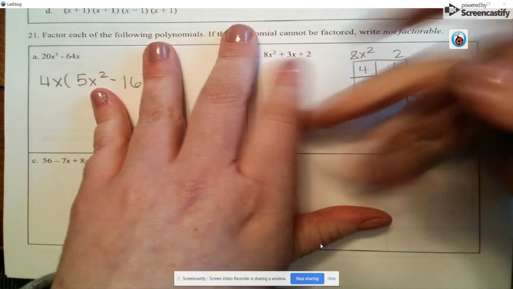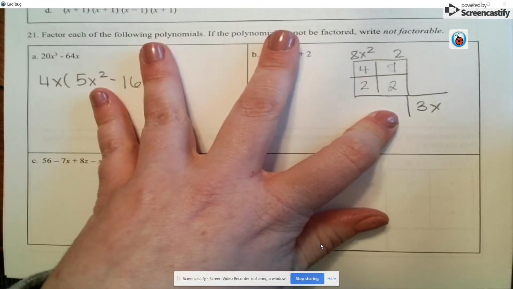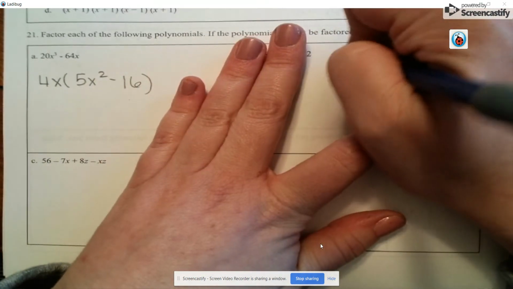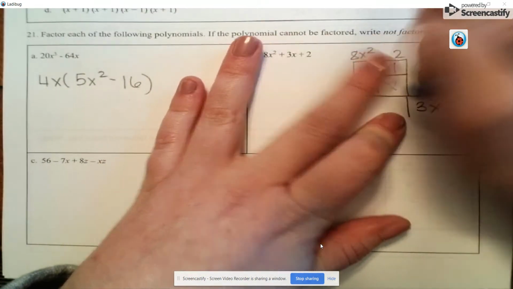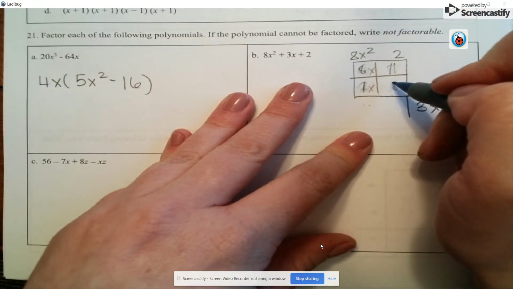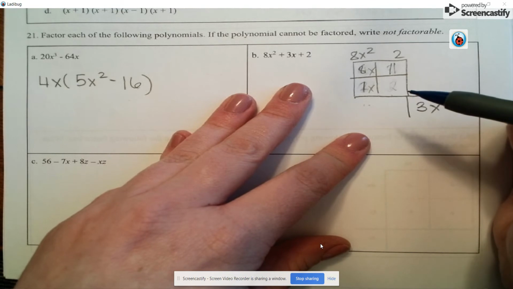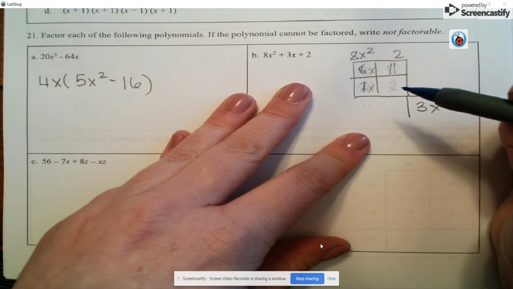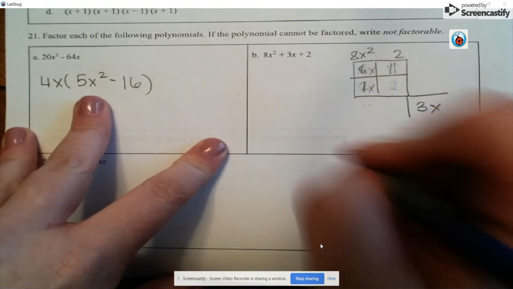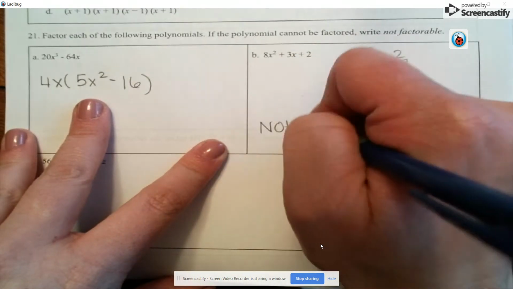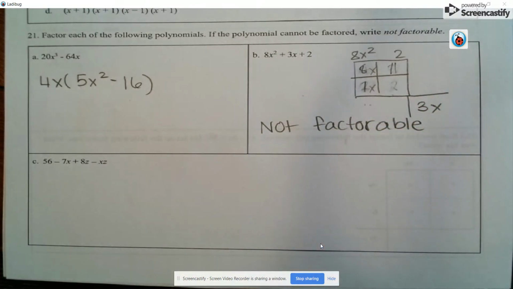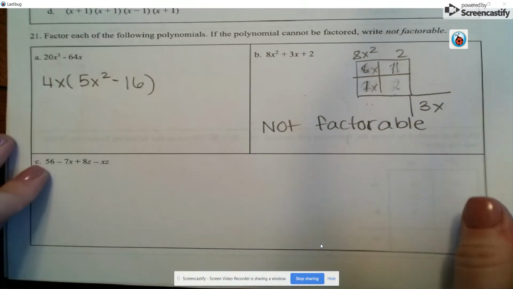1 and 2, that'll give me 4x and 2x. That's going to give me 6x. That's not going to work. So let's try plugging in an 8x and a 1x. If I put in a 1 here, that's going to be 8. That'll be 10x. So it's really looking like nothing is going to work here. So in this case, since we couldn't factor out a GCF, the factor box is not working. This one we're going to write not factorable. It's not no solution because we're not solving anything. It's just not factorable. Okay.